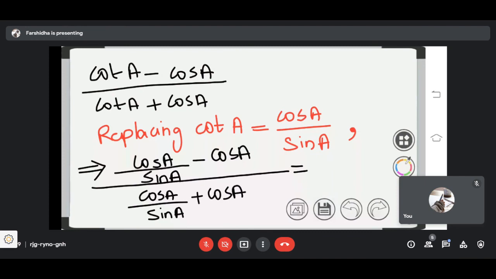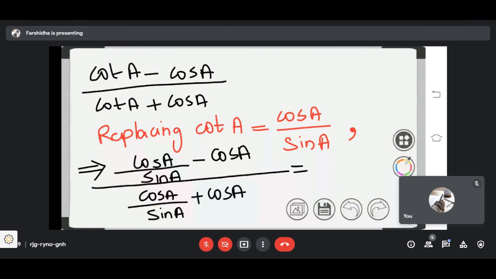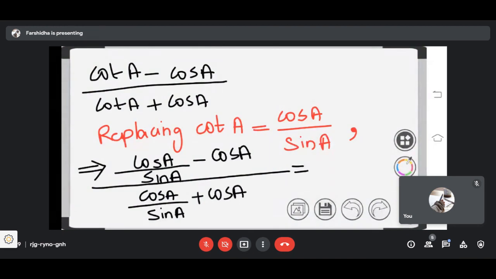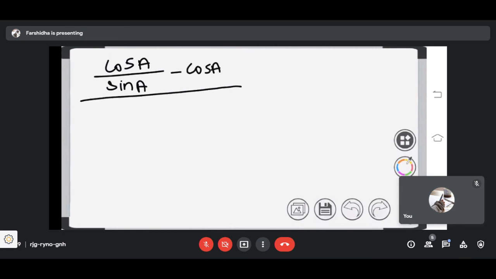Now I'm going to take cos A from the numerator and denominator. So write, wait, I'll write it on a new page. Cos A by sine A minus cos A divided by cos A by sine A plus cos A.